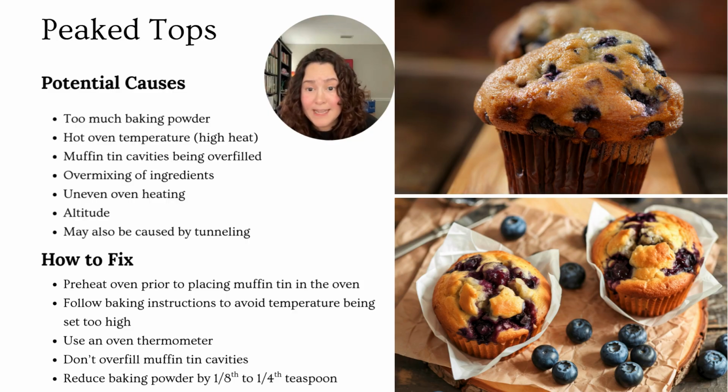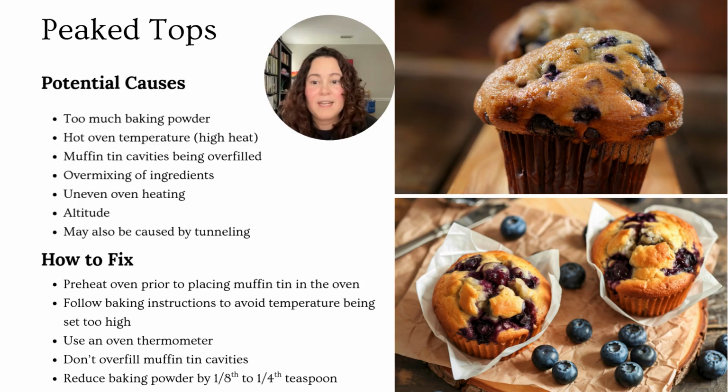If this happens, how can you fix it? Or why does this happen? Basically, what happens is the fluid mass in the tin pushes on the crust, and as the crust starts to set, the interior will still be raw and runny, which may cause the top to form a peak, as you see in the right hand picture of your screen.